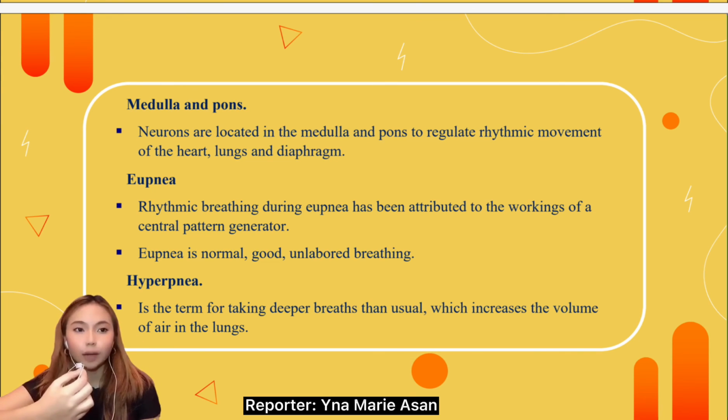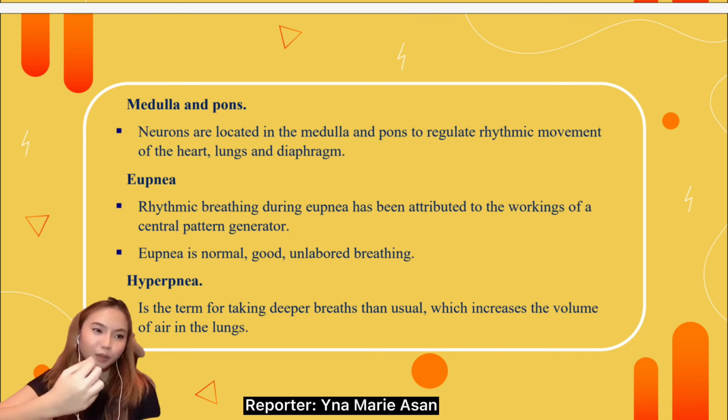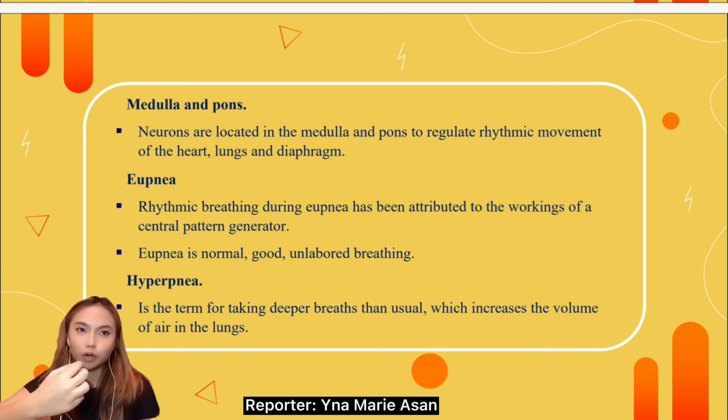Last but not the least, hyperpnea. It is the term for taking deeper breaths than usual, which increases the volume of air in the lungs. This condition is often a response to an increase in metabolic demand when the body needs more oxygen, such as during exercise. Hyperpnea is the term for breathing in more air than you normally do. It's your body's response to needing more oxygen.